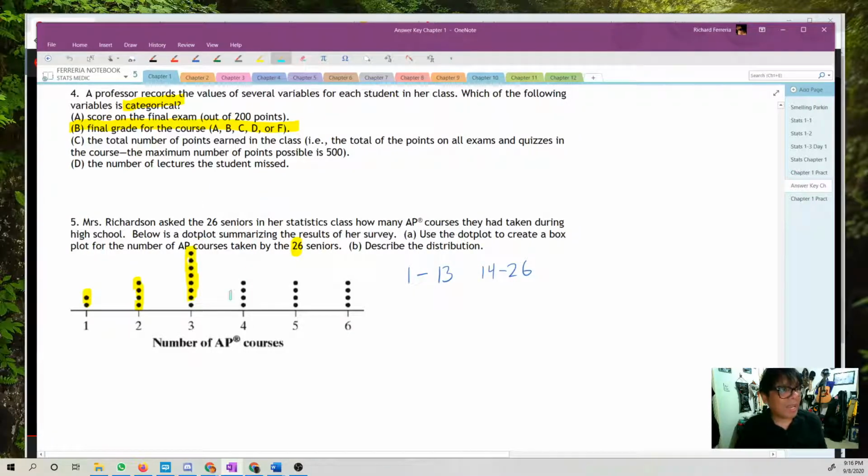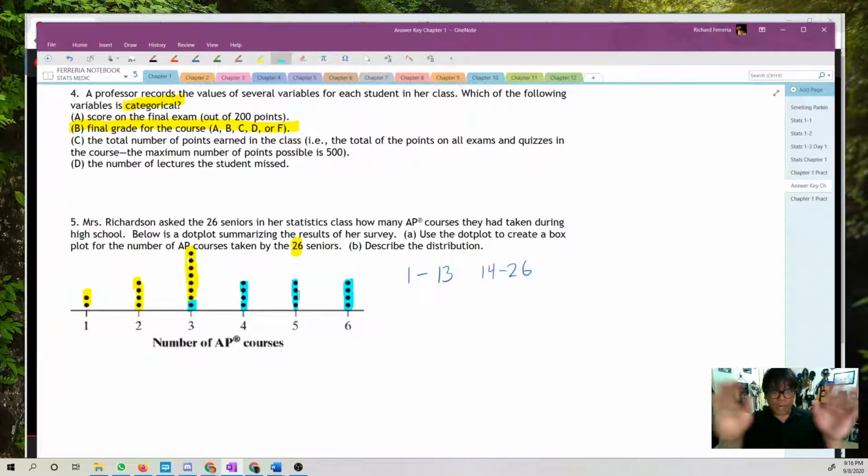And then we can divide that to the upper half. This is 1 plus 4 is 5, 5 and another 4, that's 9, 9 and another 4 is 13. So those 13 students in blue, those are the 13 students who are taking the most number of AP courses.